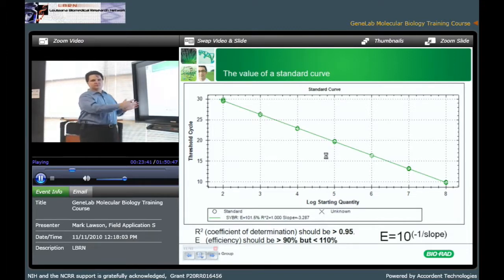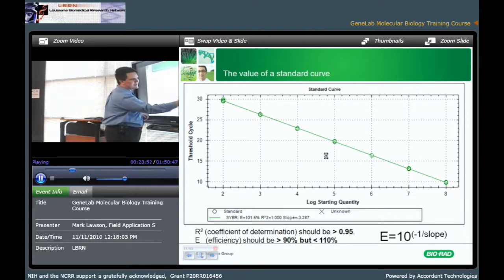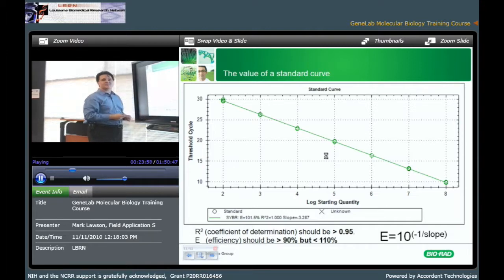So we're log transforming, regraphing in a log. So 2 here now represents 100 copies. 8 represents 10 to the 8th copies. 100 copies is not a lot of DNA. 10 to the 8th copies is a lot of DNA.